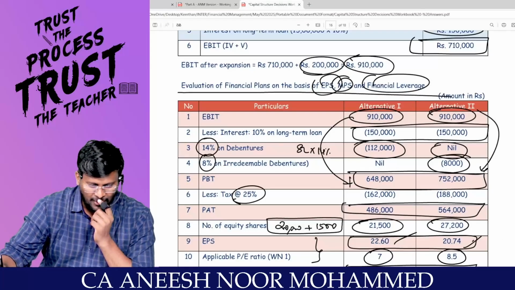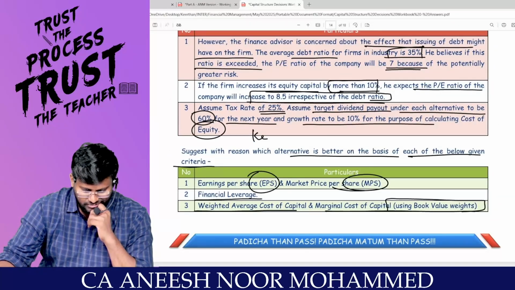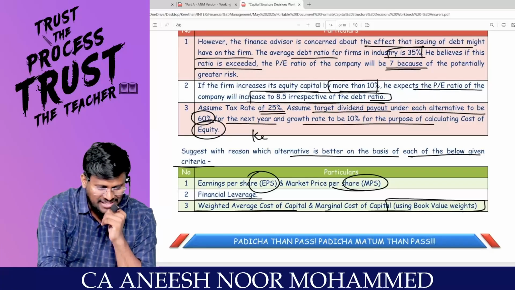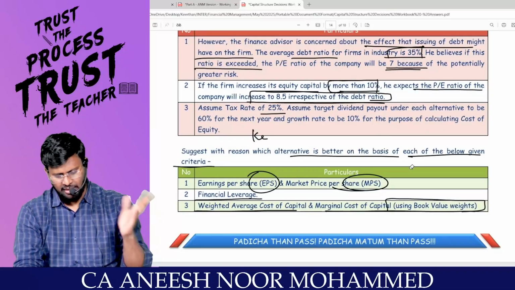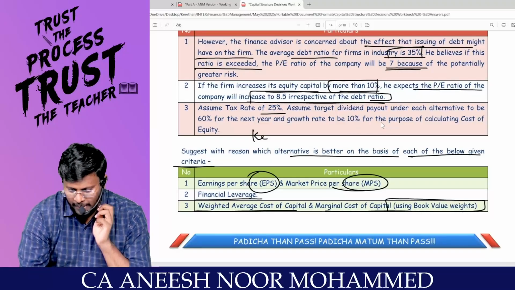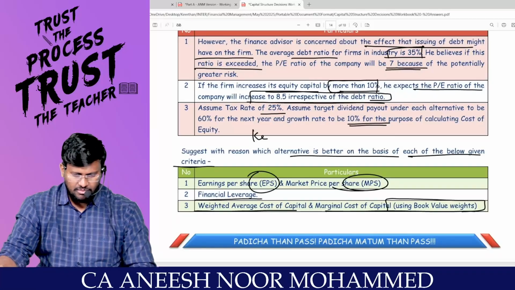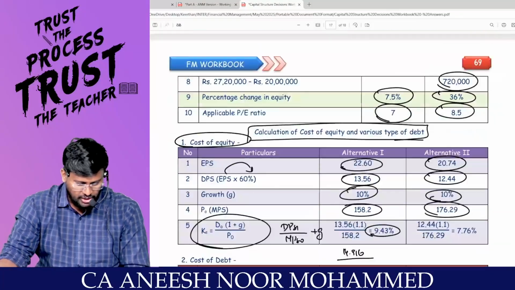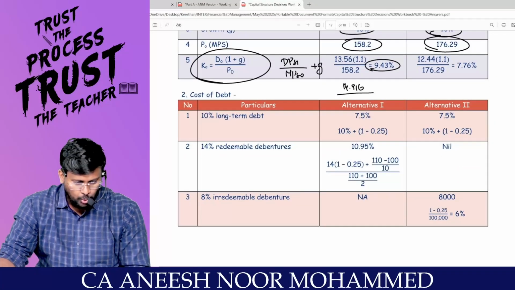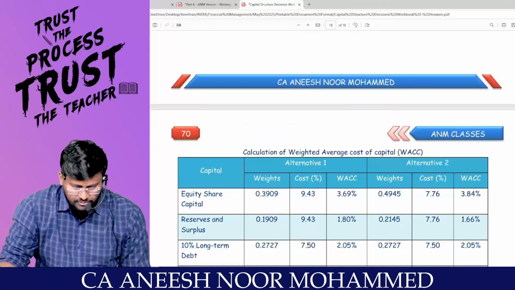Yes sir. Go to the question. What is the logic? Assume tax rate to be 25%. Assume target dividend payout ratio under each alternative to be 60% for the next year, and growth rate for the purpose of calculating cost of equity. Next year also perpetual should be there, no growth. What is the logic? Why have they not put any notes, nothing?